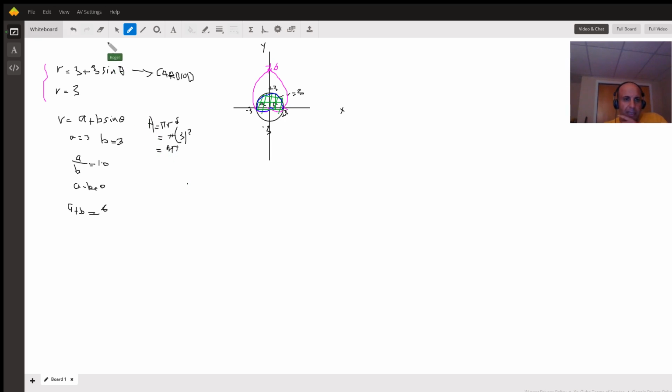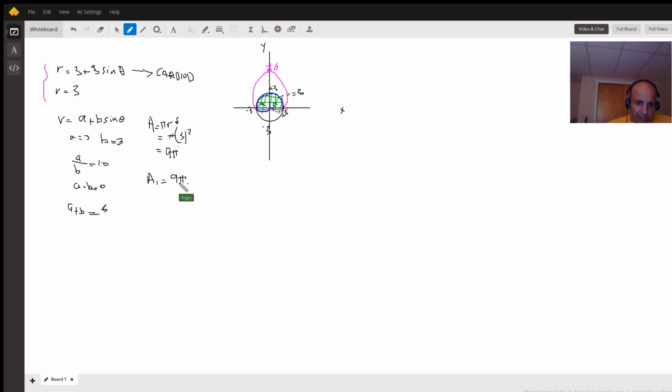So 9 pi. 9 pi. Okay. That's the area of the black circle. So if the area we're trying to approximate is at least half of that, therefore the area we're trying to approximate, call that A1, is at least 9 pi over 2.